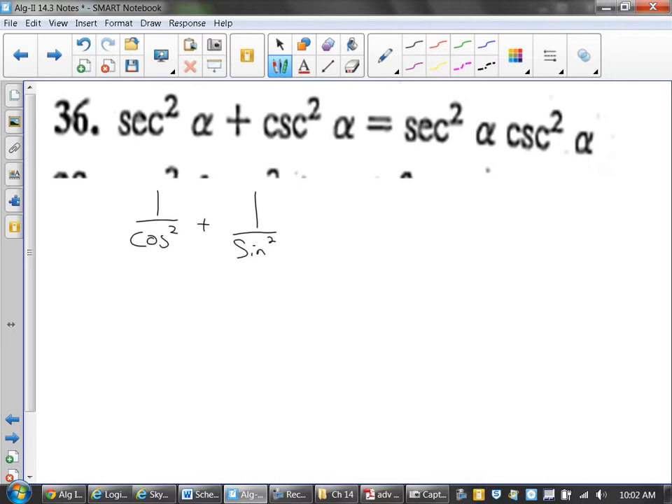In order to add fractions, what do they have to have? What would the common denominator be with cosine squared and sine squared? Multiply them together, right? If you're adding 1/3 and 1/2, you just multiply the 2 and the 3 together, you get 6. There's your common denominator. If I put those two together, my common denominator would be cosine squared times sine squared. So that means you have to multiply the top and the bottom by what?